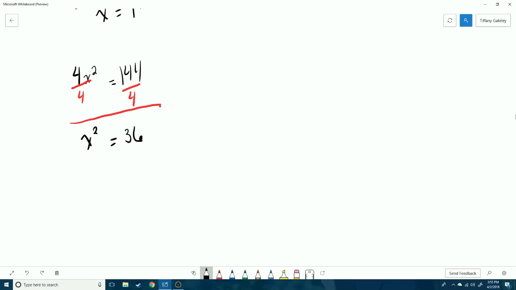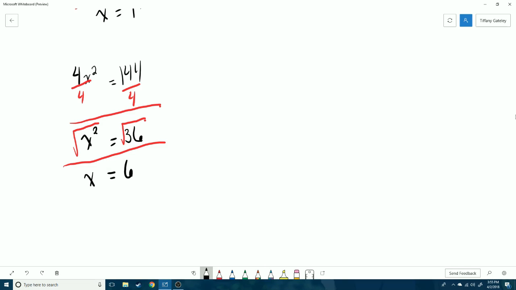Okay, now then how do we get rid of the squared? You take the square root of both sides. So square root, and that gives you x equals, and the square root of 36 is 6.